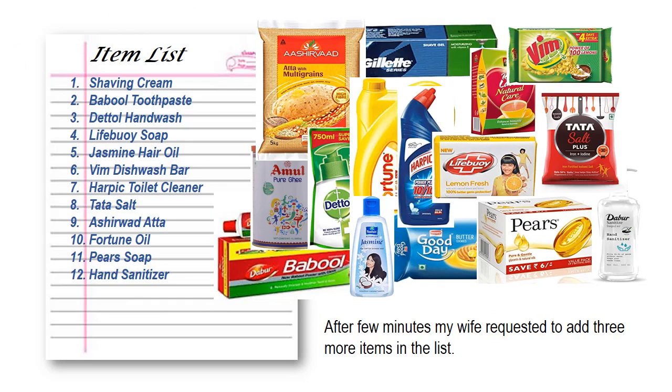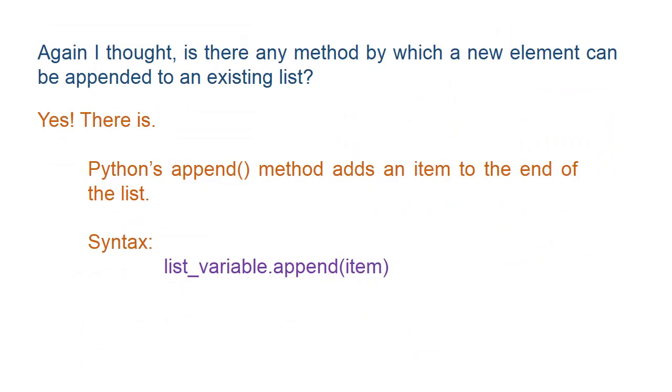After a few minutes, my wife requested to add 3 more items in the list: red label tea, good day biscuits, and Amul pure ghee. Again, I thought, is there any method by which a new element can be appended to an existing list?